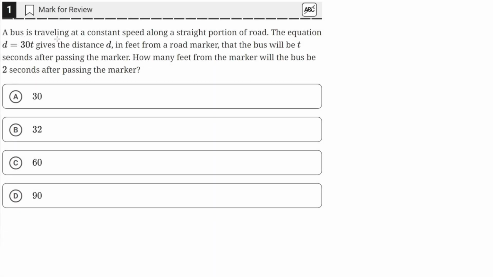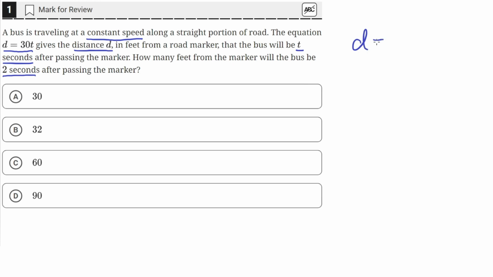A bus is traveling at a constant speed along a straight portion of road. The equation d equals 30t gives the distance d in feet from a road marker that the bus will be t seconds after passing the marker. How many feet from the marker will the bus be 2 seconds after passing the marker?